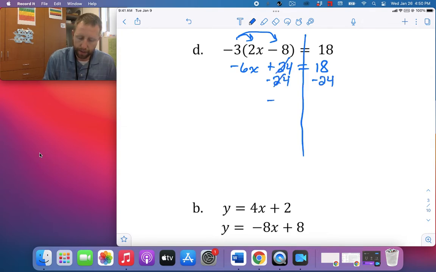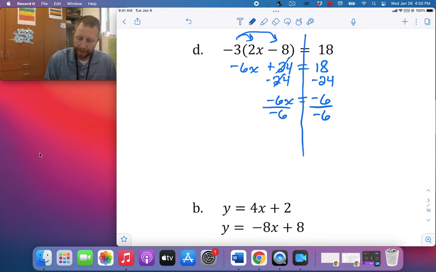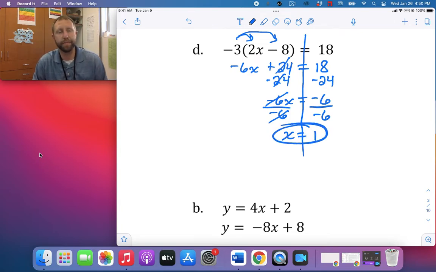That leaves me with negative 6x equals 18 minus 24. That's negative 6. Okay. And then x is being multiplied by negative 6. But you guys can say, what can I multiply negative 6 by to get the answer of negative 6? Yeah, we should know already that it's 1, but let's do it anyways. When I divide both sides by negative 6, a negative divided by negative is positive. And that's it for those.